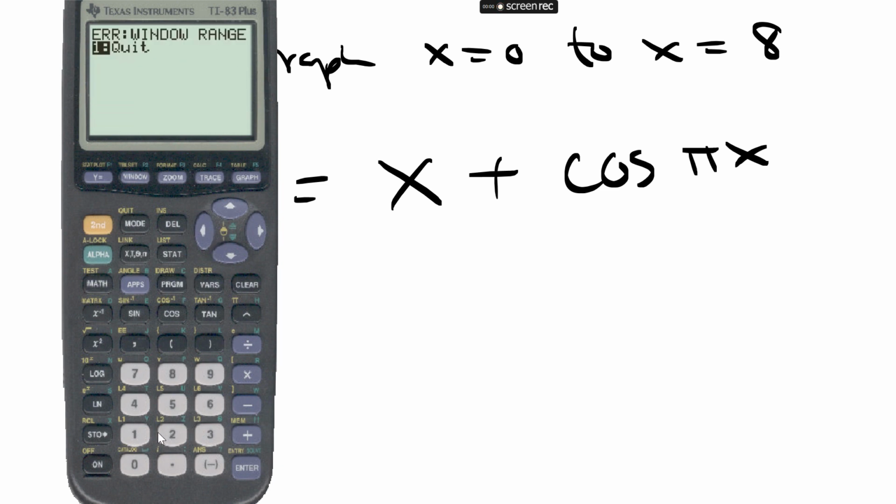Oh, error, window range. Oh no. Something I did wrong. What did I do wrong? What? Mr. Ng have messed up? Okay, third mistake ever in my lifetime with mathematics. Y min should be a -1. You put in your minimum value and then you put in your maximum value. I was doing the other way. Minimum value, maximum value. Yep, that's cool. And now let's go with it.